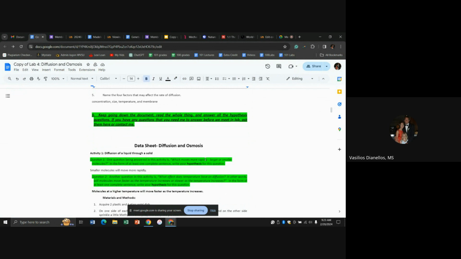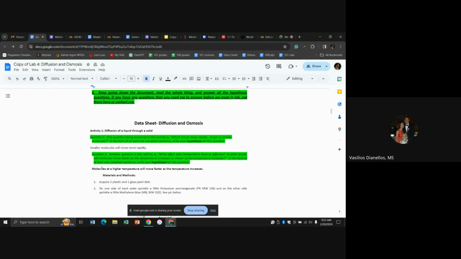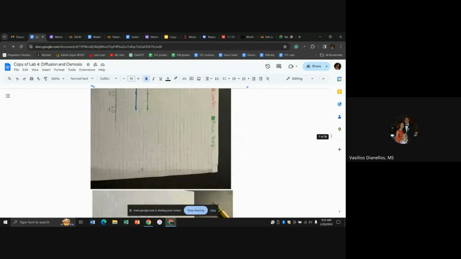Which moves more rapidly, larger or smaller molecules? And you put smaller. Good. Not that it matters. You could put larger and that still would have been a valid hypothesis. So you wouldn't have lost a point. Anyway, molecules at higher temperature will move faster. Good. Let's keep scrolling down until I see the green.